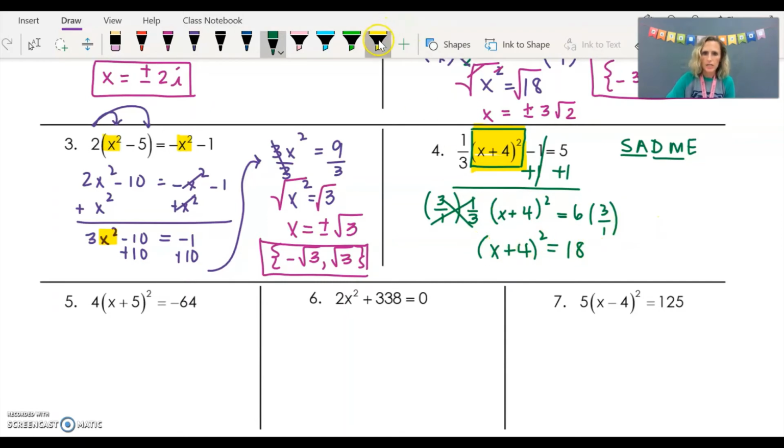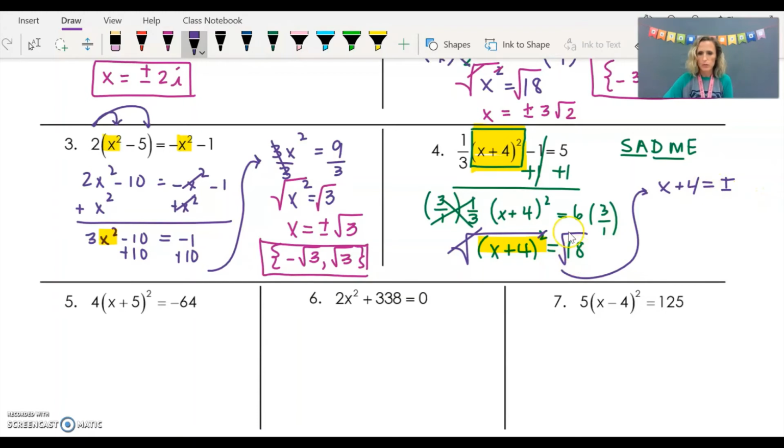Now I have isolated this squared quantity. This is a little bit different because we're going to square root this whole quantity to get rid of this square power. So we're going to square root both sides of this like so, and the square power and the square root will eliminate and just dump this stuff right out of the radical. So I'm going to go over here, and that will just give me x plus 4 equals, and then don't forget your plus or minus, and we're going to simplify radical 18. That's 9 times 2, or 3 radical 2. Now up to this point, that's all we've had to do.